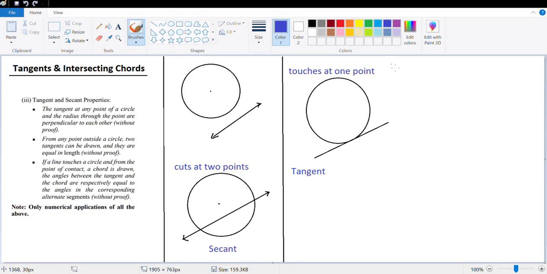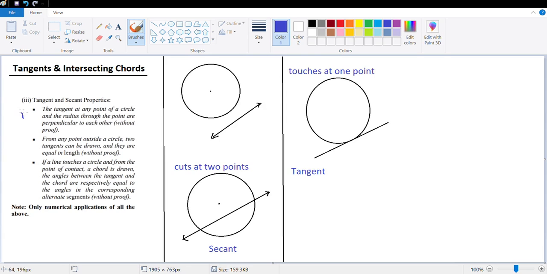Hi guys, let's look at the next chapter. The next chapter that we start is tangents and intersecting chords. Because of the lockdown, a lot of portion has been deleted by the ICSE board. So given here is the syllabus for you.